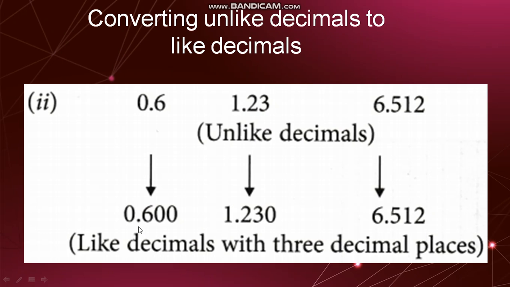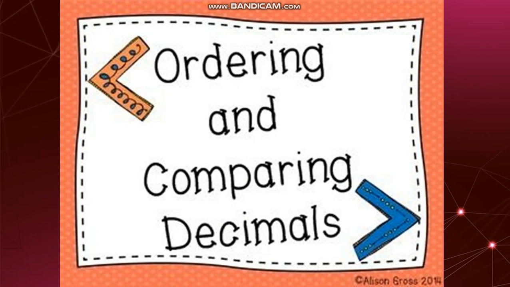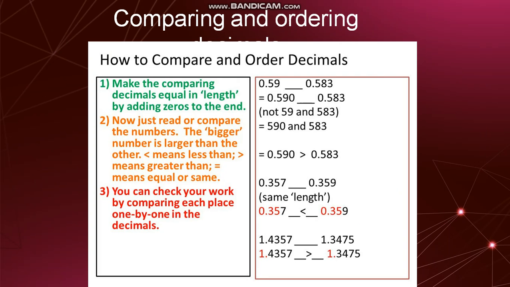As you can see, after the decimal point I have three digits. Now here there are two digits, so I need to add only one zero. Now all three decimals have three digits after the decimal point. So these unlike decimals have become like decimals with three decimal places. Converting an unlike decimal into like decimal is very easy. Once you know how to convert unlike decimals into like decimals, you can order them, that is arrange them, and compare them.